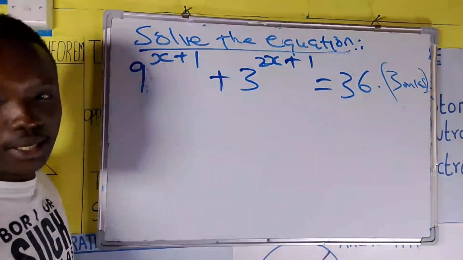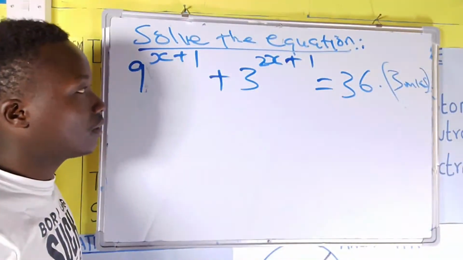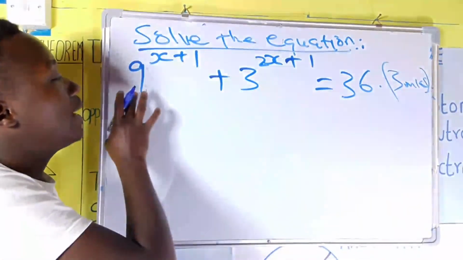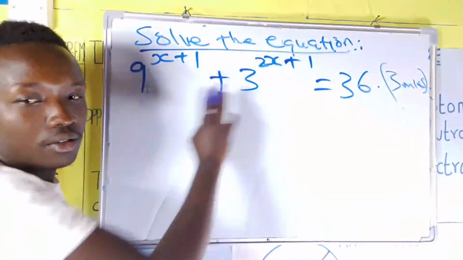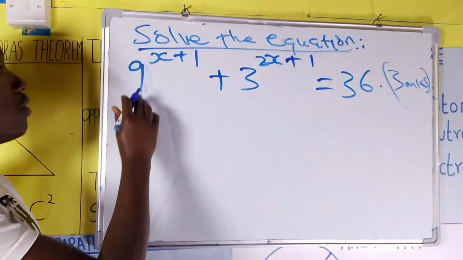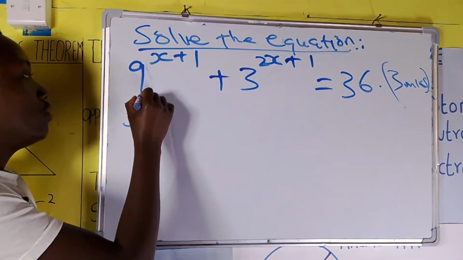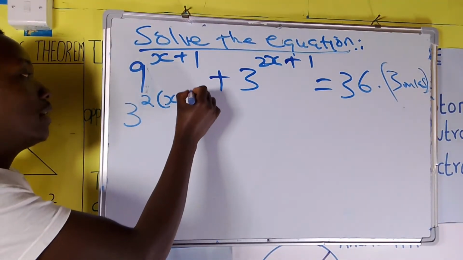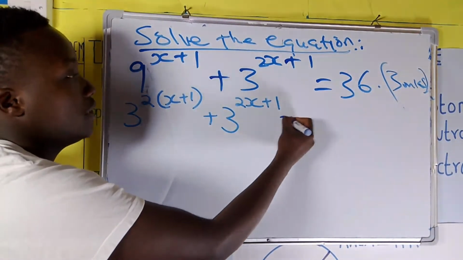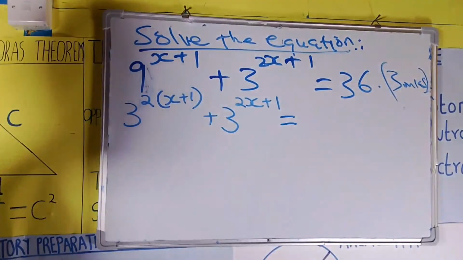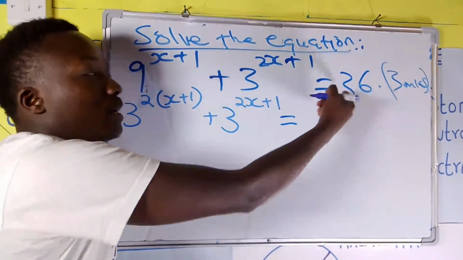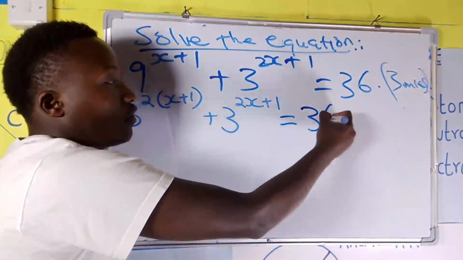Kitu ya kwanza tunaangalia kwa hizi namba ziko hapa, ni namba gani ziko. We have 3 as our smallest base and 9 can be written to base 3. So that is the first thing we are going to do. We are going to write this equation to base 3. So 9 is the same as 3 to power 2, to power 2x plus 1, plus 3 to power 2x plus 1 is equals to 36. To base 3 haiwezekani. Now this one is not possible, and if it is not possible, don't force issues.